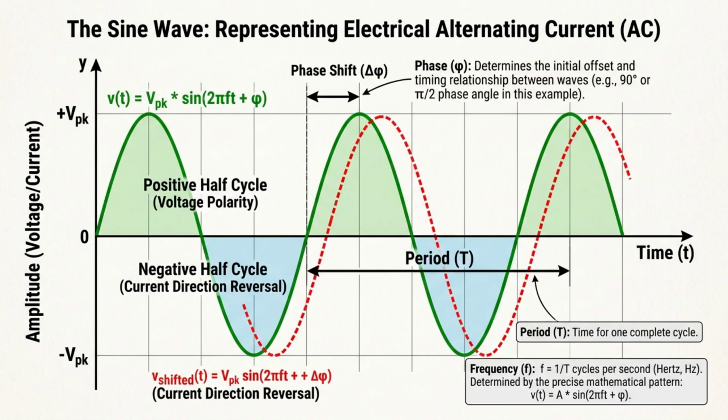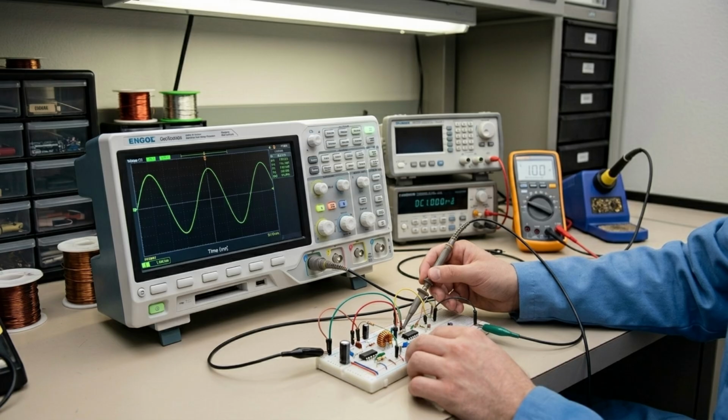When plotted over time, a sine wave shows alternating positive and negative values, representing the oscillation of voltage or current in an electrical system. This oscillation is not random, but follows a precise mathematical pattern determined by its frequency and phase. Understanding sinusoidal behavior in the time domain is essential for analyzing how signals evolve and interact in real circuits.